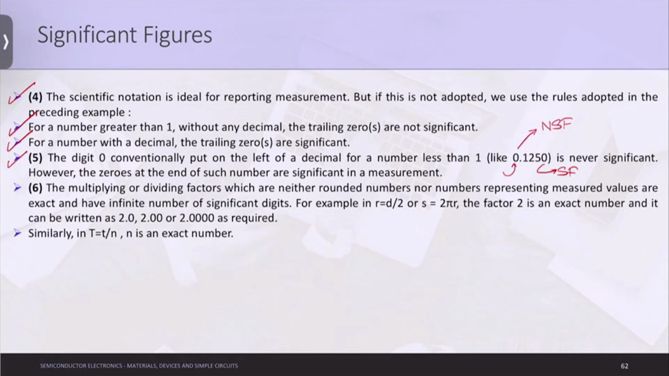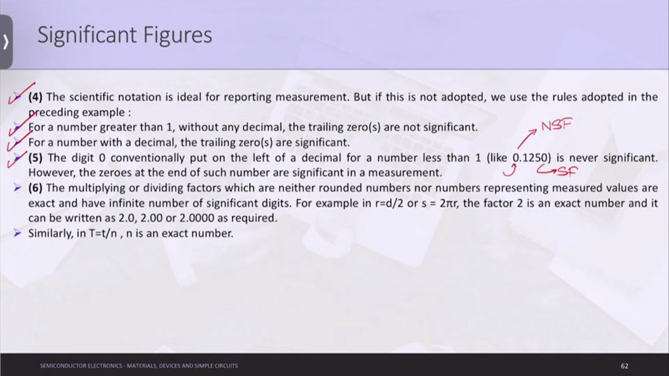Next thing states that the multiplying or the dividing factors which are neither rounded numbers nor numbers representing measured values are exact, and have infinite number of significant digits. For example, in r is equal to d by 2 or s is equal to 2 pi r, the factor 2 is an exact number. So here everything will be infinite number of significant digits.